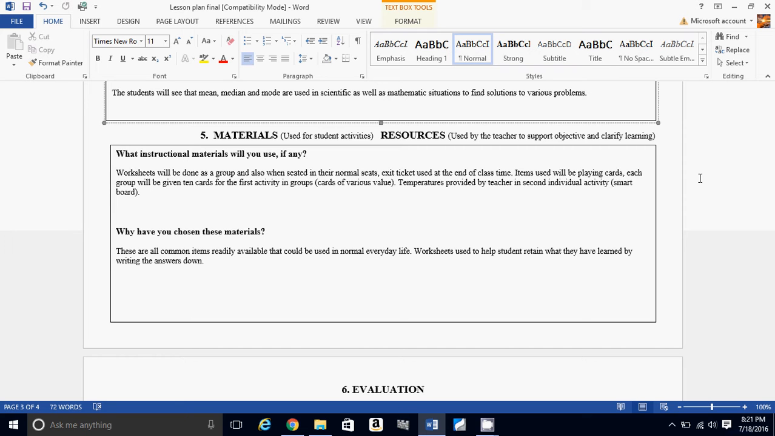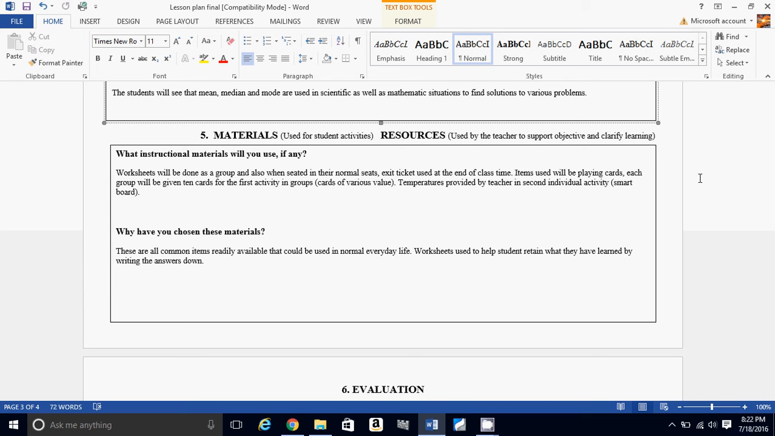And so this is showing that, again, we have all that together to be able to show them what they need to know. Why have we chosen these materials? These are all common items readily available that can be used in normal everyday life. I want them to understand that all this is used in normal life, not just in class, not just as a scientist or mathematician or as a teacher. It's used in everyday life, and those discussions will help us to convey that to them.